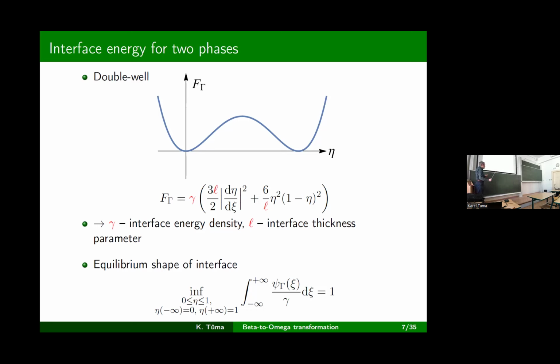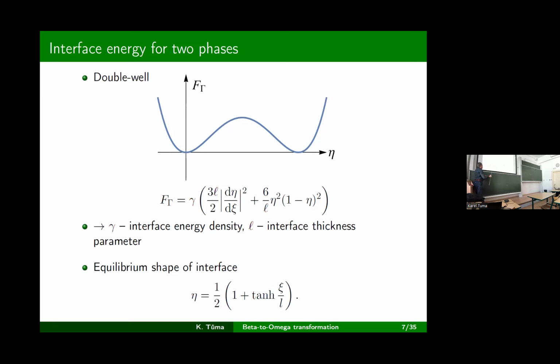So in one dimension, if you minimize the total free energy in the whole space, gamma is indeed the interface energy density, meaning that at the minimum, gamma is then the density of the energy. And the equilibrium shape of the interface is the hyperbolic tangent.